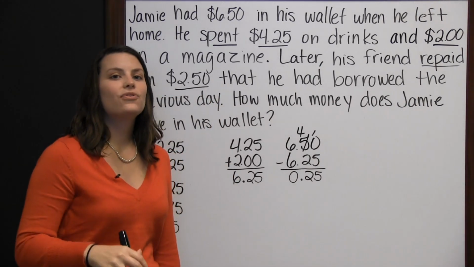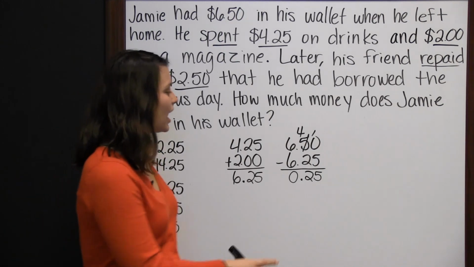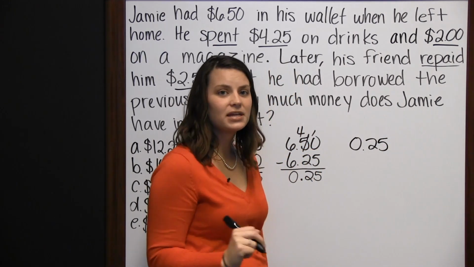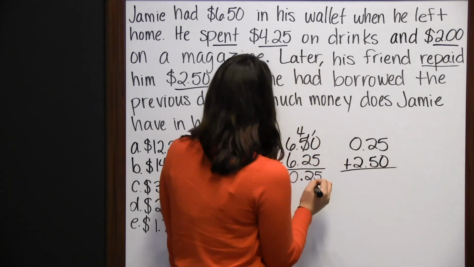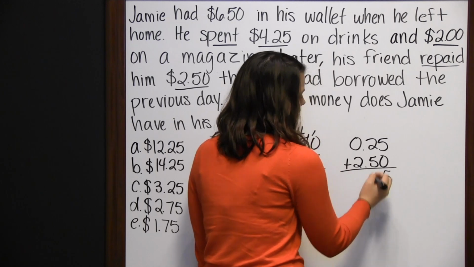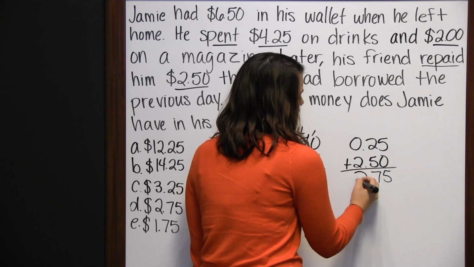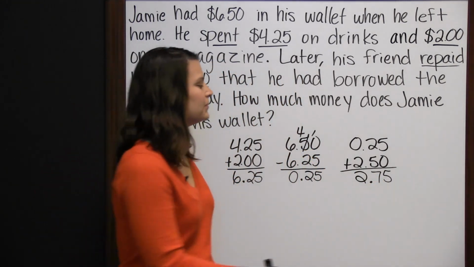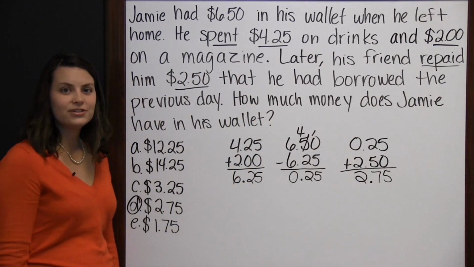$2.50, which means his friend gave him $2.50. So that's money that's added to his total. So now I'm going to take what he had after he spent his money and add the money his friend gave him. And again, we line up our decimals. 5 plus 0 is 5. 2 plus 5 is 7. Bring down the decimal. 0 plus 2 is 2. So after spending money and getting repaid money, he now has a total of $2.75, which is answer D.